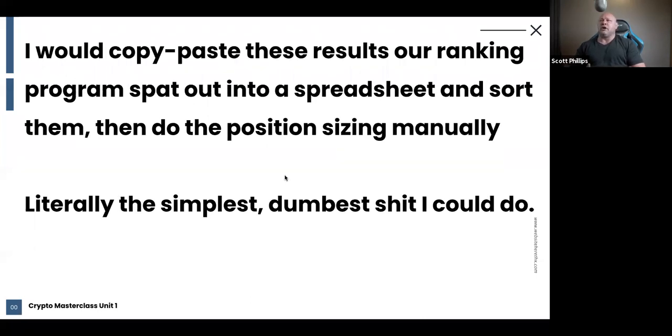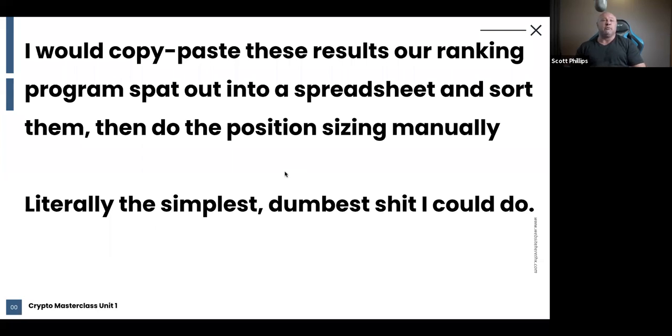And so what I did is I had a program spit out our ranking methodology every week, and I would select the ranking stuff, right click, copy, and then paste it into a Google spreadsheet, and then go to data, sort range, and sort it. And then I would do the position sizing manually from first principles without formulas, so that I internalized it at a very deep level. And this was literally the simplest, dumbest thing that I could do.